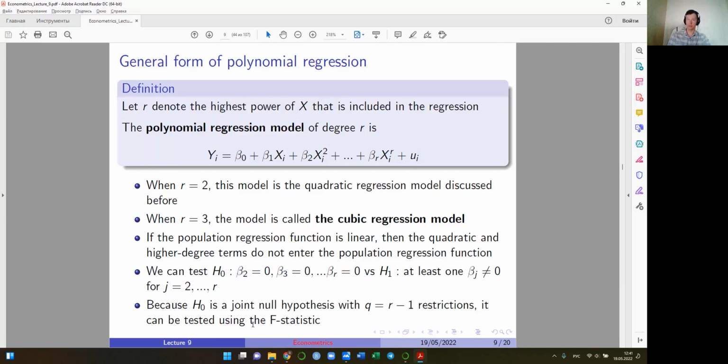This is obvious, and we know how to test this hypothesis. We spoke about this last week. We apply the F statistic, better to apply the heteroscedasticity robust F statistic, and the number of restrictions is q equals r minus 1. So r is the degree of polynomial, and minus 1 means that we are not testing that beta 1 is 0, because this is not reasonable. We want to compare the nonlinear model with the linear one.